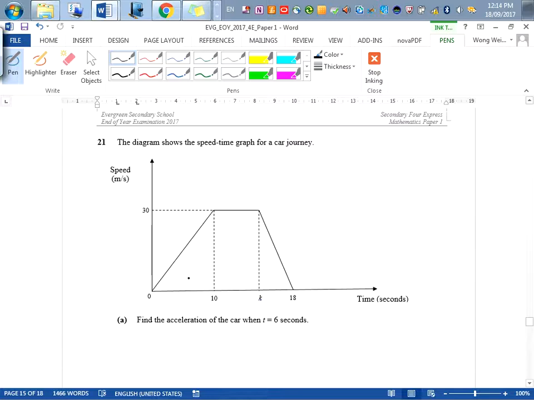Acceleration of the car when t equals 6. So let's say 6 is over here. And I want you to pay attention to this because it will come up for your physics paper also. What is it about this point over here that we need in order to get the acceleration? Do we need the vertical coordinate? Is it the area on the graph that I need? Or is it the gradient of the graph that I need? So you need to be sure, what is it that you require for acceleration?